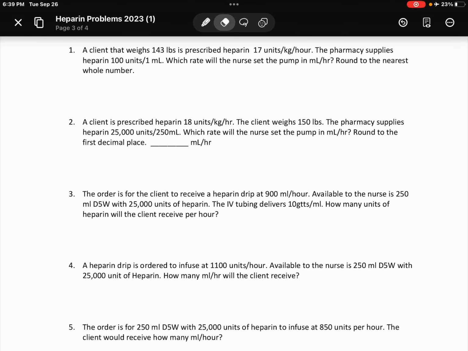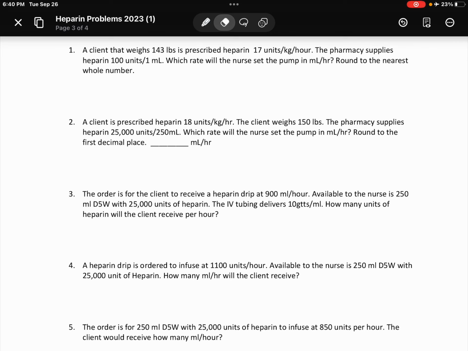Alright, so here are some examples of the heparin problems from Miss Wise. A client that weighs 143 pounds is prescribed heparin, 17 units per kilogram per hour. The pharmacy supplies heparin, 100 units per milliliter. Which rate will the nurse set the pump in milliliters per hour? Round to the nearest whole number.